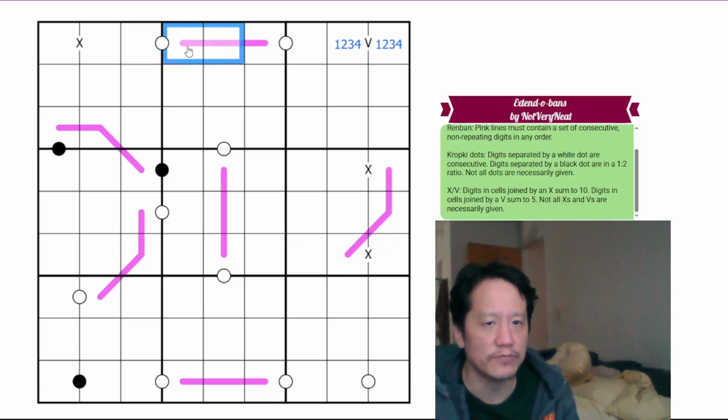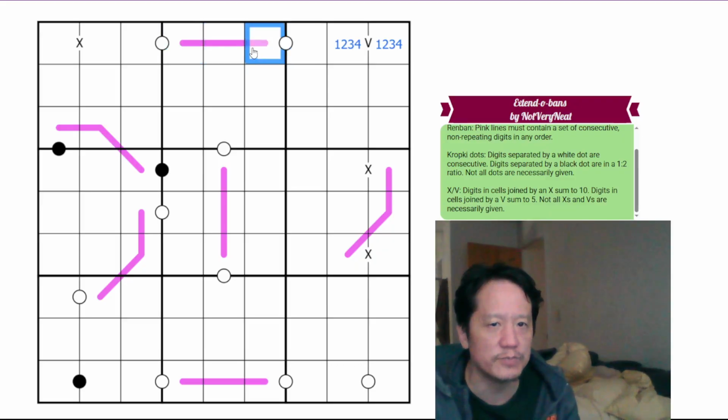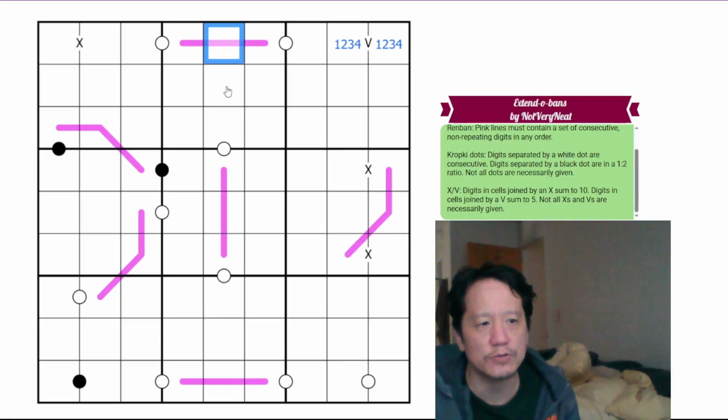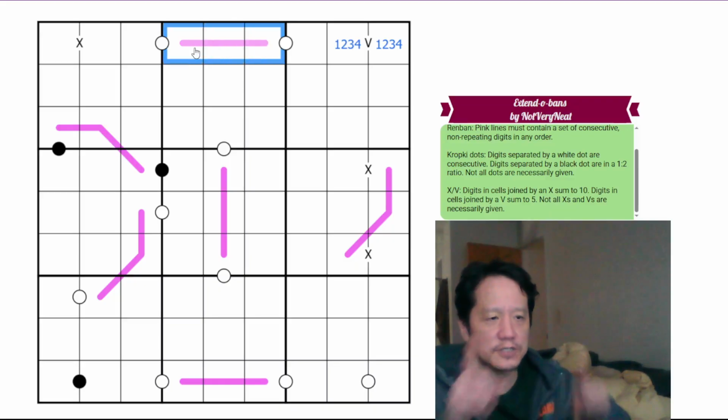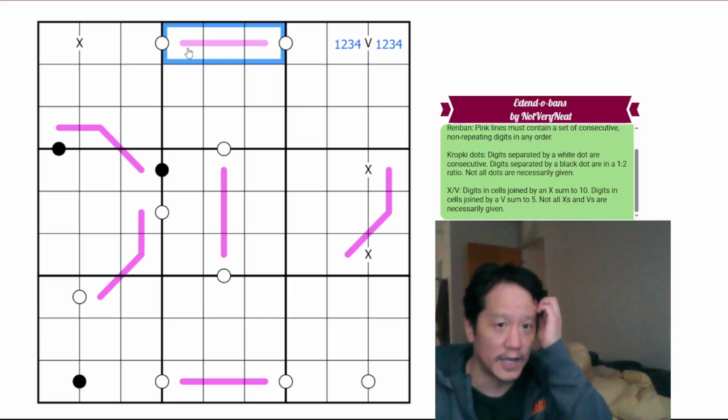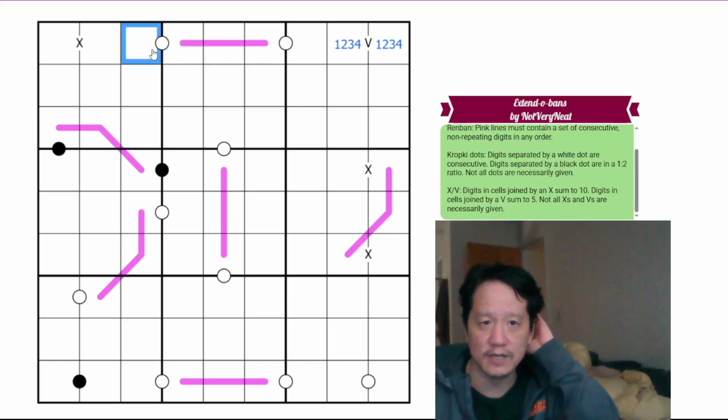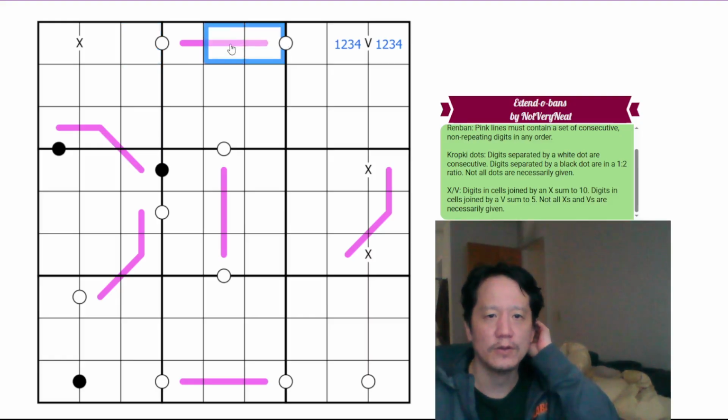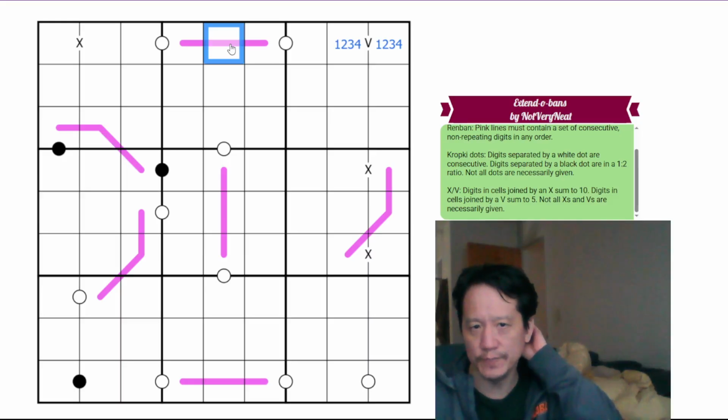This digit is consecutive with one of these digits on the Renban, and with this digit. So this digit must be consecutive with that. This digit must be consecutive with these two, and this digit must be consecutive with these two. Because the middle digit has to be the central box, right? One of these digits is consecutive with both of them, and this one can't be consecutive with 2 because on the Renban. So this has to be the middle digit. And this is going to be a low.